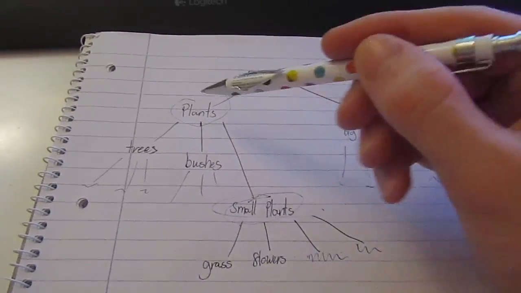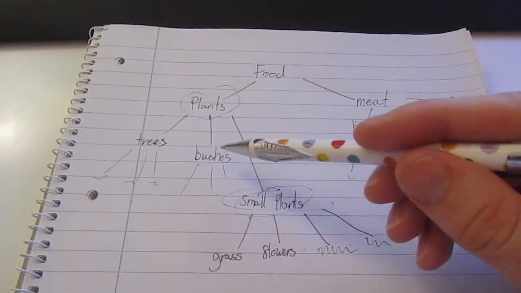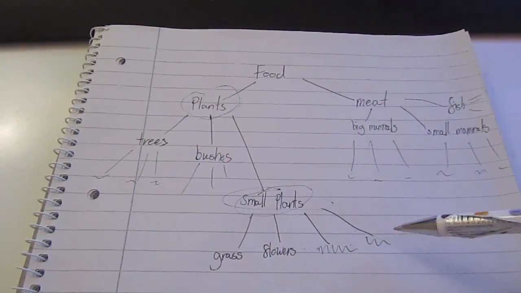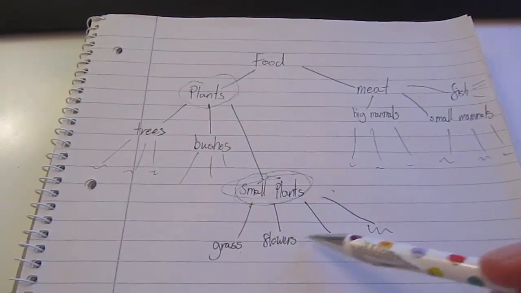So for example, for the sheep, I could say that they eat plants, and that will now include all of the trees, all of the bushes, and all of the small plants like grass and flowers. Or I could just say that they eat small plants, and that means that they can eat grass, flowers, and anything else that I classify as a small plant.